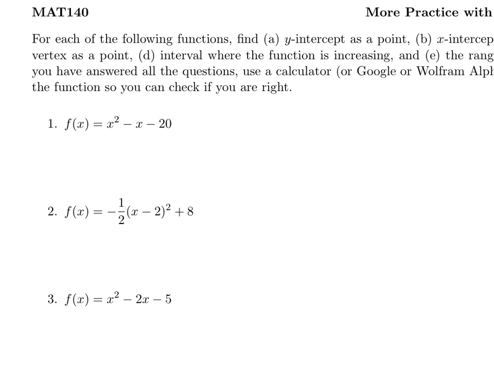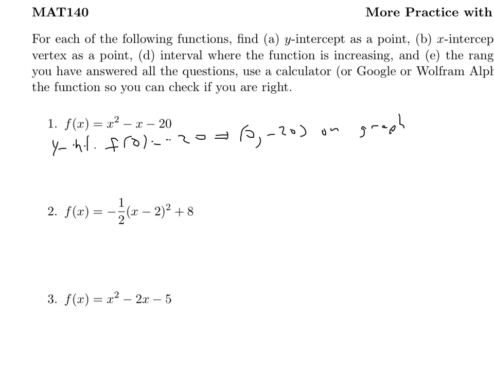Okay, so for a function that's in this normal standard form, we certainly can get our y-intercept easily. That's just a matter of finding f of 0. So here f of 0 is negative 20, and we know that means that the point 0, negative 20 is on the graph. So that's my y-intercept.